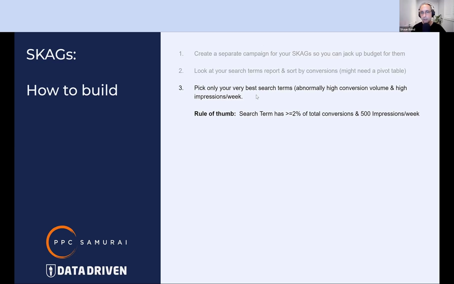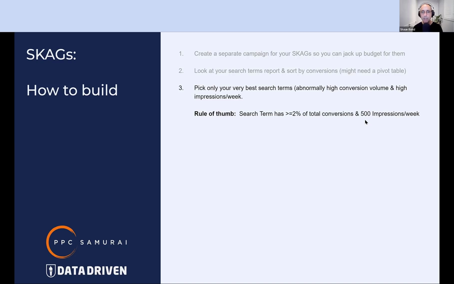So we go through our list, whether it's a pivot table or whether it's in Google Ads. We're looking for those really high conversion, high impression type search terms. Here's that rule of thumb I was mentioning. So we're looking at search terms that have around about 2% of your total conversions and around about 500 impressions a week.